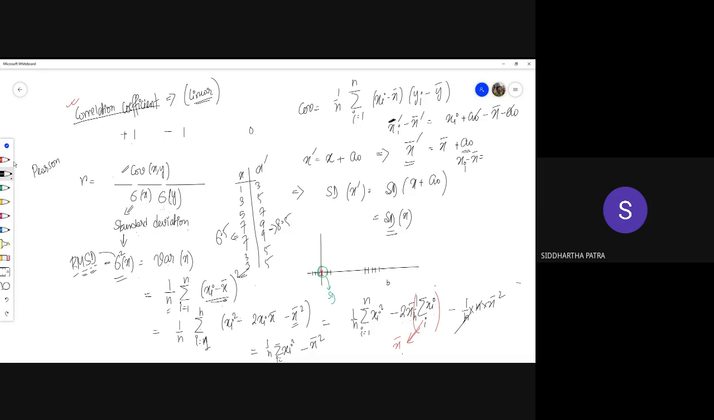Okay, so now I would see that the mean has shifted by that value that I have added to each of the individual values.